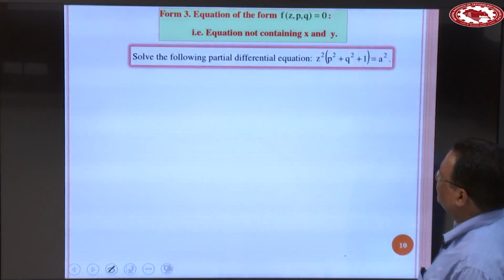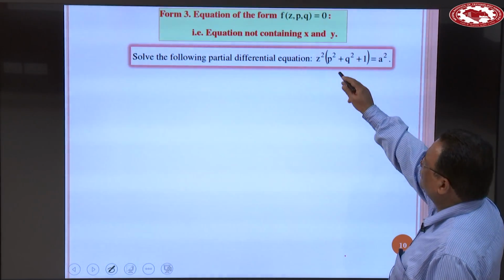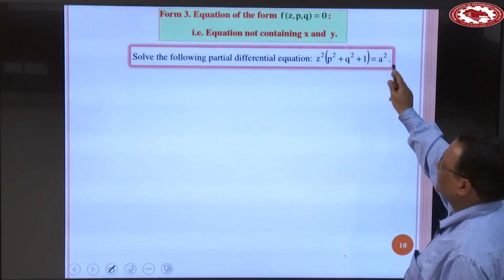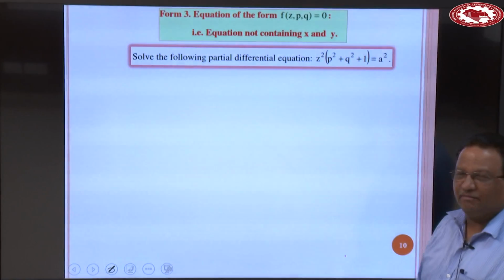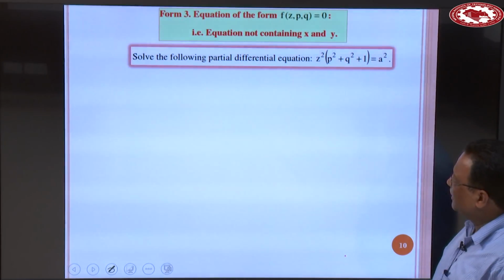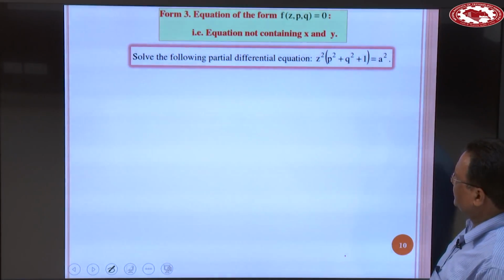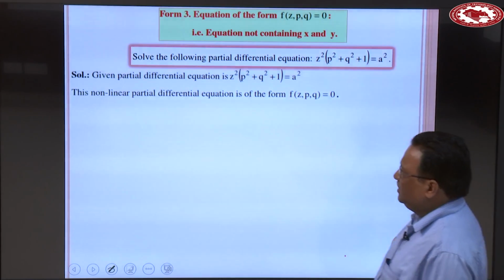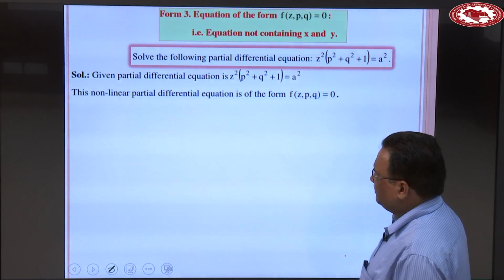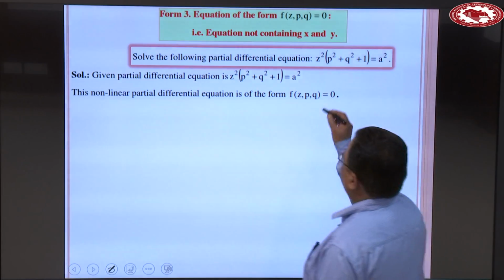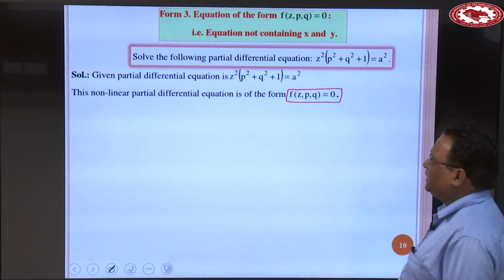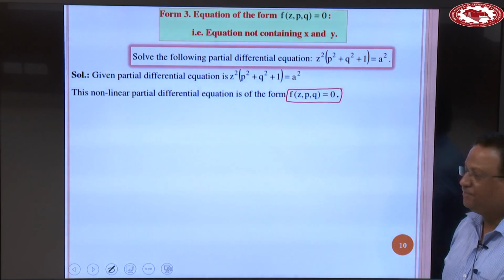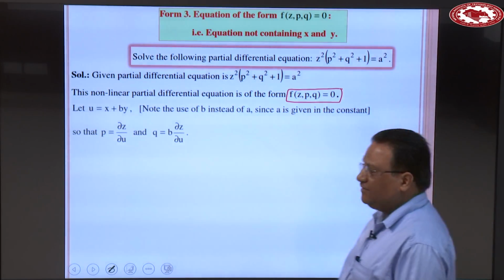Solve the following partial differential equation: z square into (p square plus q square plus 1) is equal to a square. Let us consider this type of example. This is a non-linear partial differential equation, right? It is of this form, so there is no x and y. That means function of z, p, q is equal to 0, right? Then how can we write the solution?